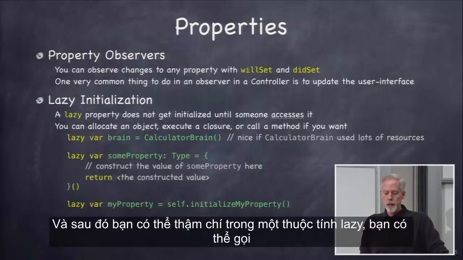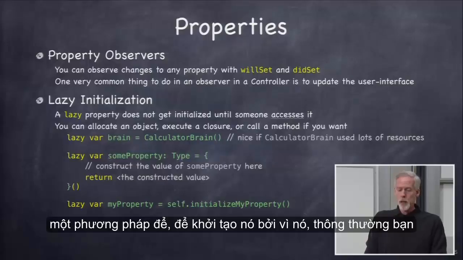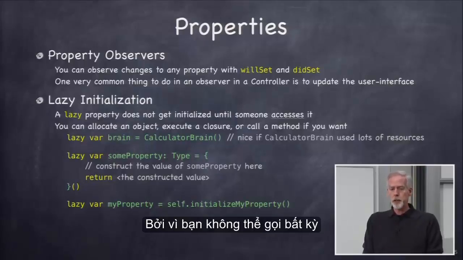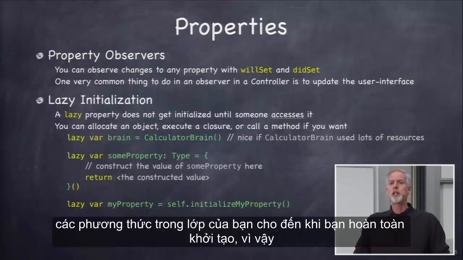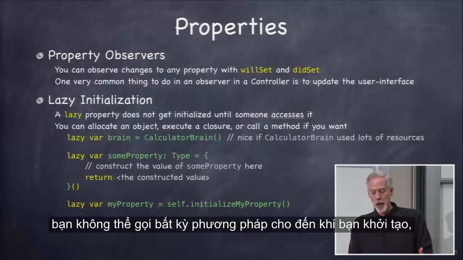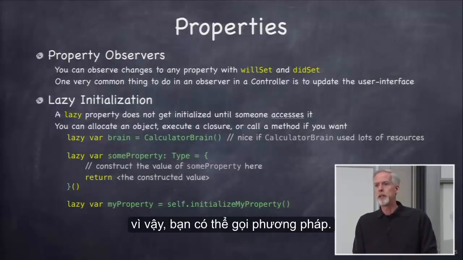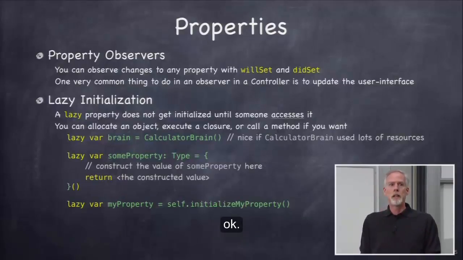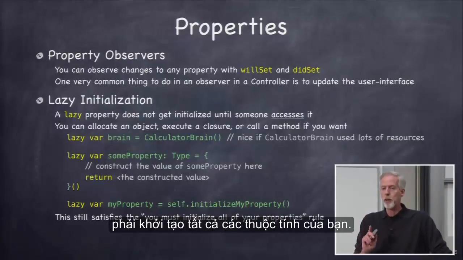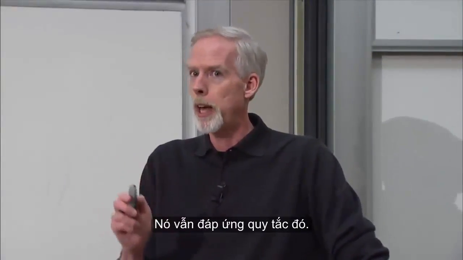Okay? And then in a lazy property, you could even call a method to initialize it, because normally you wouldn't be able to do this if you didn't say lazy, because you can't call any methods in your class until you're fully initialized. So there's kind of a catch-22 there. But in this case, since you can't call any methods until you're initialized, by the time someone tries to get this property, you'd be fully initialized. So you can call methods. So you see the advantage of lazy there? Okay. This lazy thing still satisfies the rule that you must initialize all of your properties. Even though it doesn't actually initialize it until someone accesses it, it still satisfies that rule.